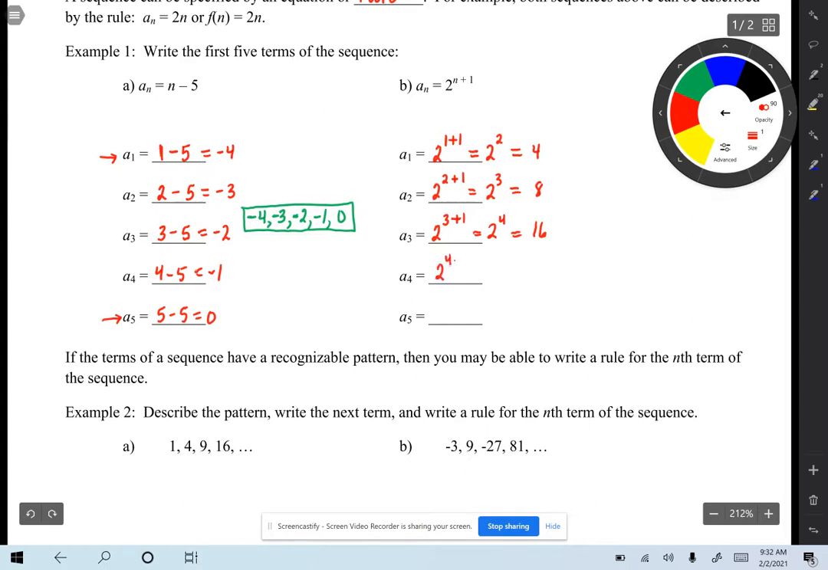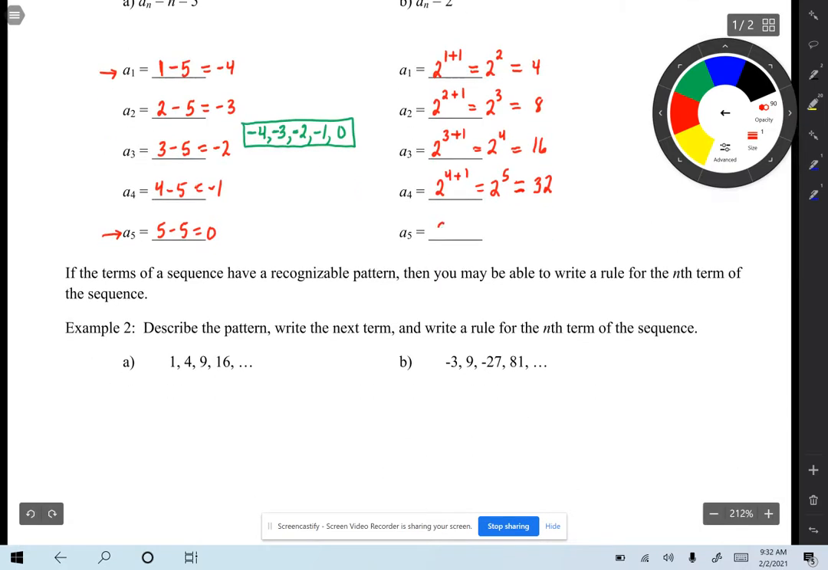Fourth term, 2 to the fifth. That's 32. We've seen 2 to the fifth so many times this semester, it should just click that it's 32. And the last one, 2 to the 5 plus 1 is 2 to the 6. And so just multiply 32 times 2, and that's 64. And so the terms of our sequence are 4, 8, 16, 32, and 64.